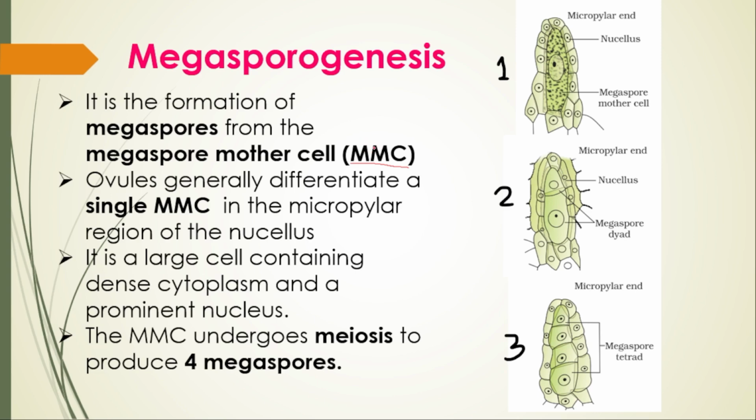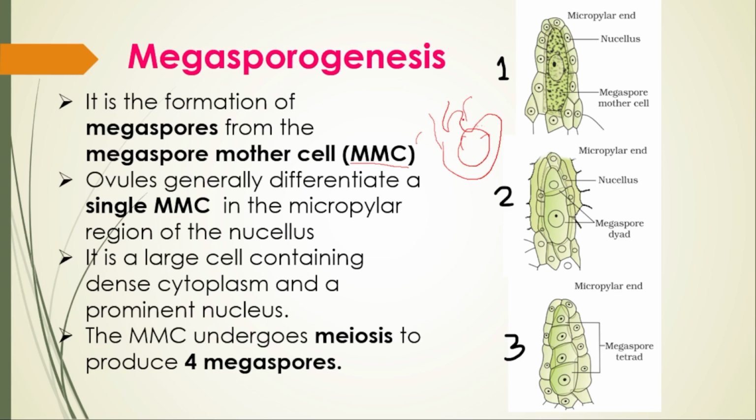Here it is the megaspore mother cell. Ovules generally differentiate a single MMC in the micropylar region of the nucellus. Just imagine now what happens, the ovule is still young. Inside the still young ovule, just imagine this is the ovule. Inside the ovule, only the nucellus is there.